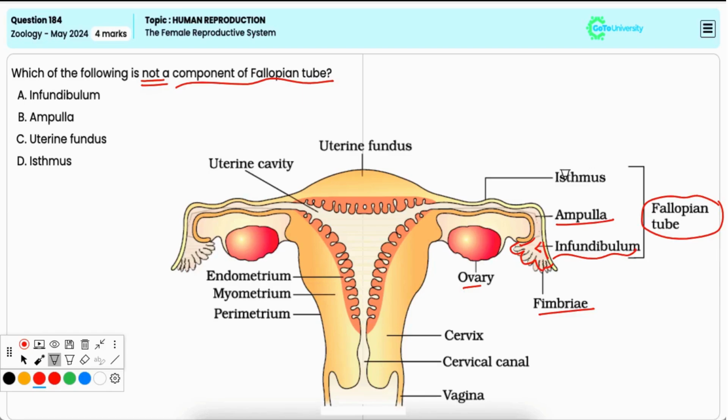occurs, and the isthmus, which is a narrow portion of the tube that connects it to the uterus. Thus, the uterine fundus is not a part of the fallopian tube because it is the upper rounded part of the uterus, which is located above the opening of the fallopian tube. Hence, the correct answer is option C.